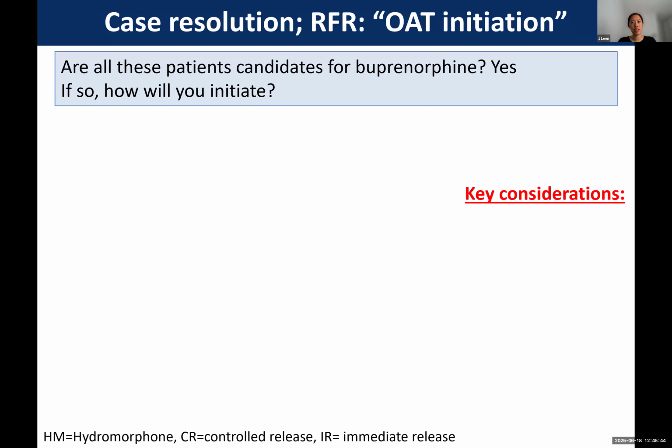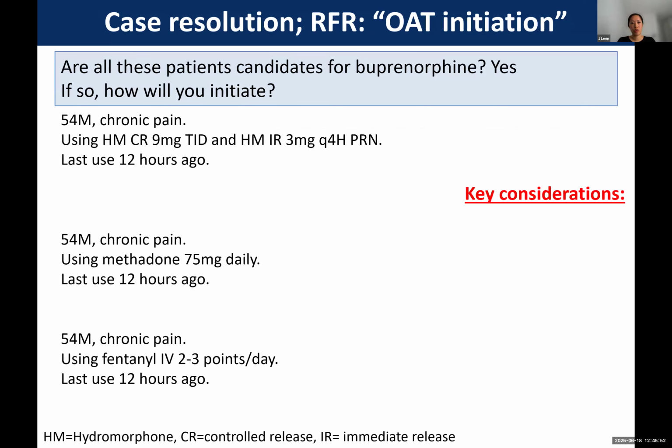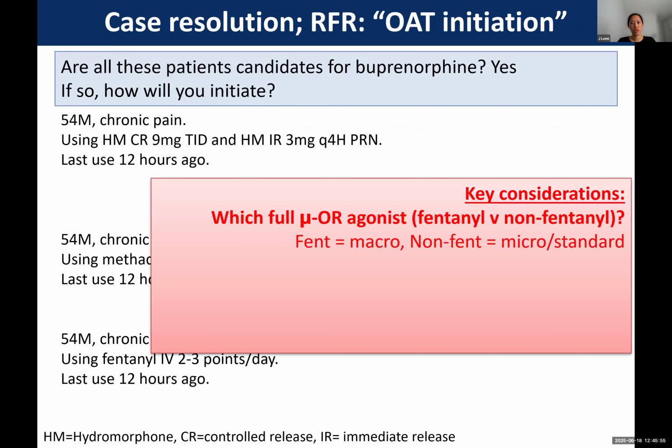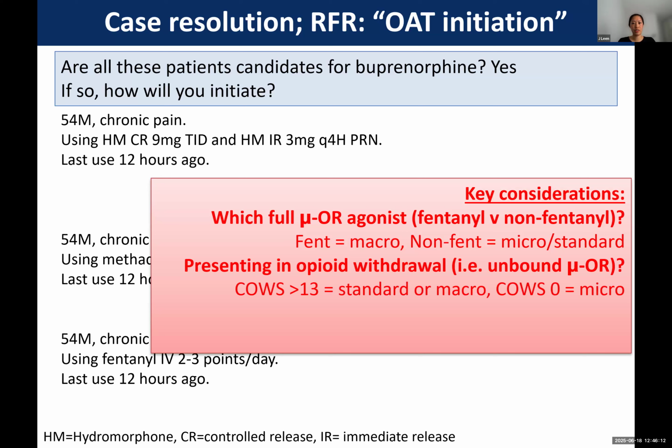So just looking at the cases again, are all these patients candidates for buprenorphine? Yes. If so, how will you initiate? So those are our cases. Again, the key considerations are you want to distinguish between a fentanyl user and a non-fentanyl user. If it's a fentanyl user, most likely a macrodosing approach would be most appropriate. If they're non-fentanyl, then a microdosing or standard approach may be most appropriate. The next consideration is if they're in withdrawal or if they're not in withdrawal. So whether they have a negative opioid balance or unbound opioid receptors for buprenorphine to bind to.